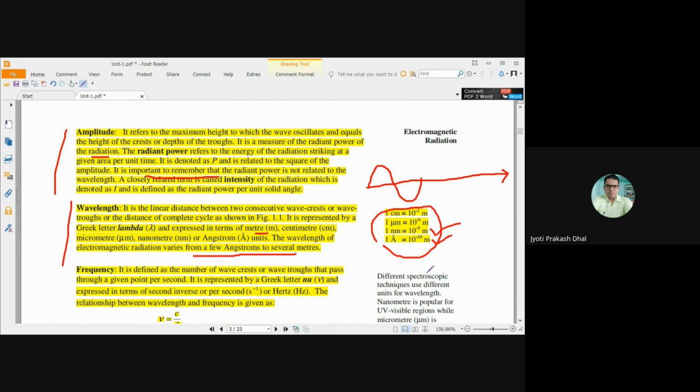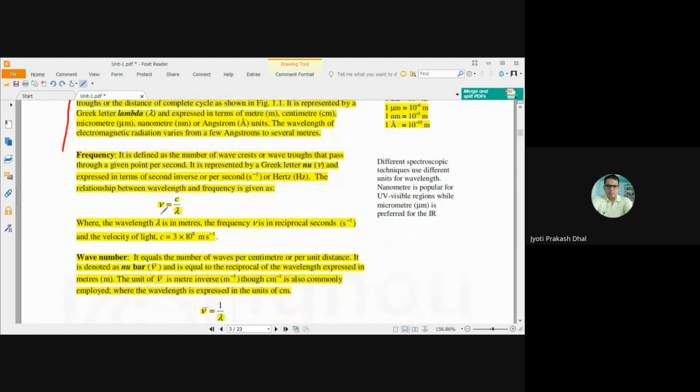Similarly, 1 meter equals 10 to the power 6 micrometer, that is called mu m. In the reverse way, 1 micrometer equals 10 to the power minus 6 meter. So these are the different units of wavelength. Now coming to the next one, which is frequency.